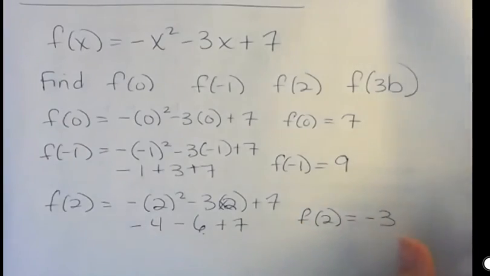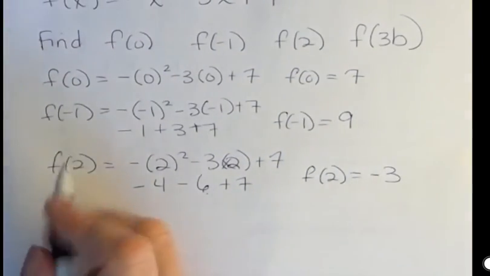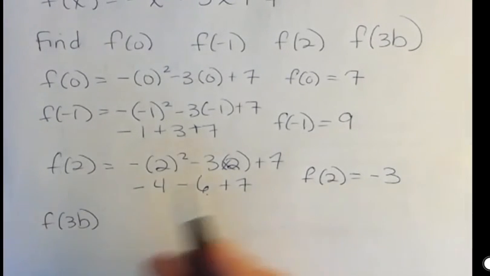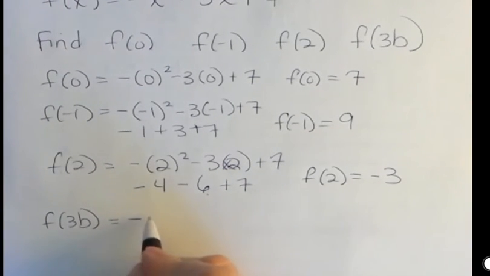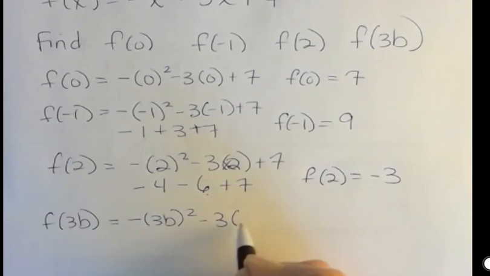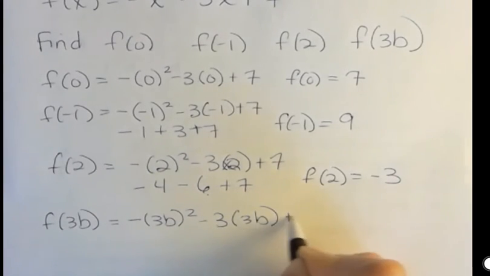Okay, finally I did 3b. I can put anything I want in here. I can put variables, different variables. I can replace whatever. So my function was negative, and instead of x, I now have 3b minus 3 times 3b plus 7.